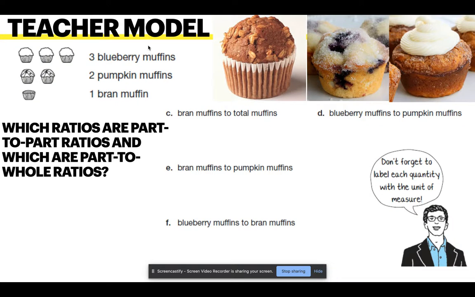All right, so here's our teacher model. Yes, we're still talking about muffins. Maybe, just maybe, Miss Brown is still hungry.